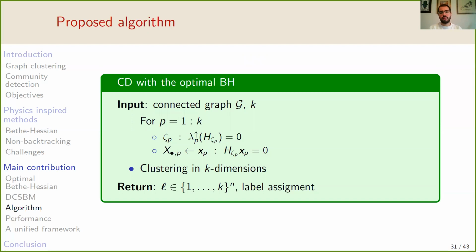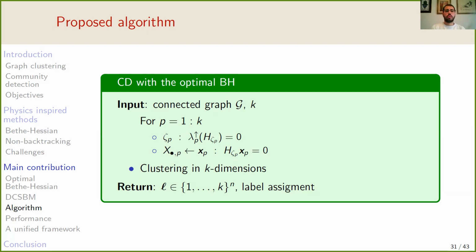I would like to stress the fact that here we are not computing k eigenvectors of one matrix, but we have k matrices, H of zeta 1, H of zeta 2, H of zeta k, each one contributing with only one eigenvector, the one corresponding to its zero eigenvalue.